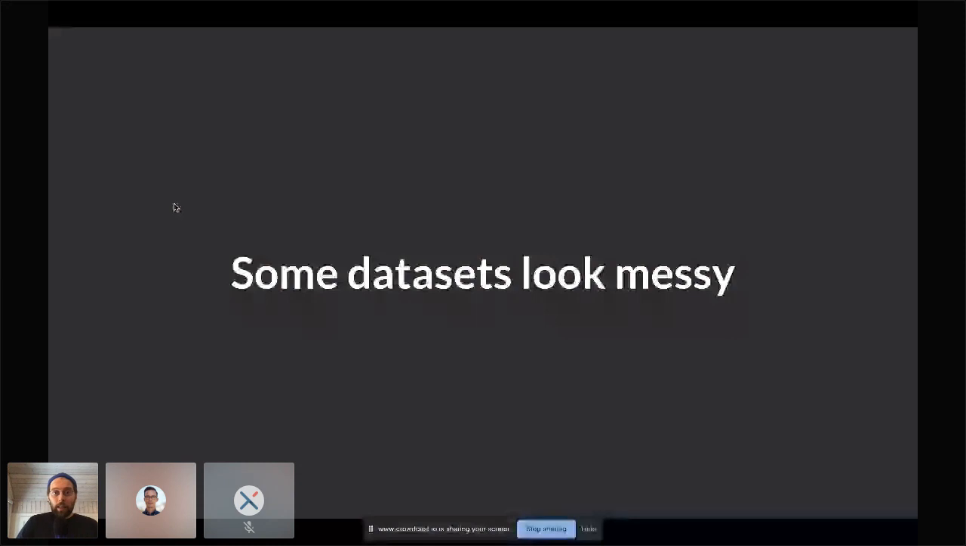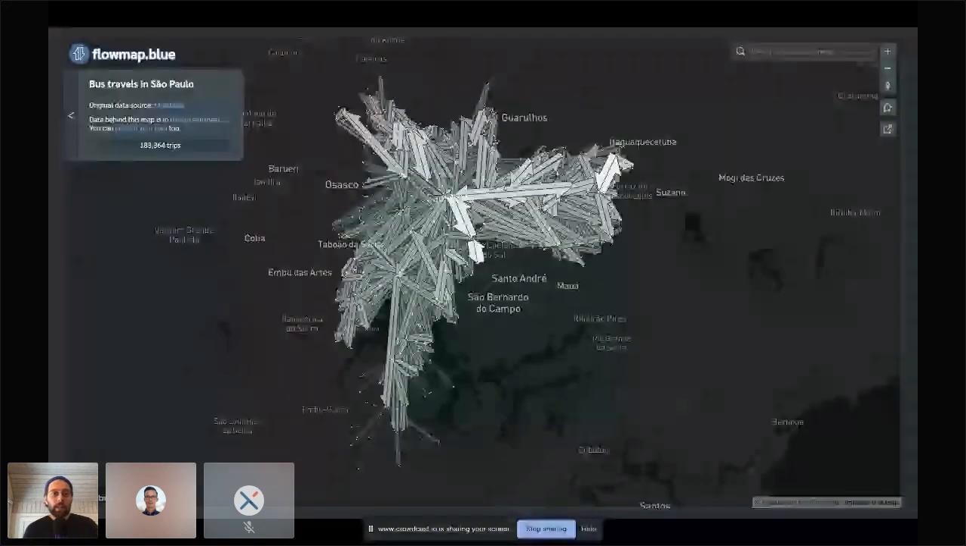Some datasets look messy, like I saw what people were uploading. For instance, these are bus travels in Sao Paulo. Depending on the mode of transport, datasets can look messier or less messy. There is this first law of geography, which says that closer places are more connected to each other than farther away places. It usually holds in general if you look at all the trips, because more trips are done by foot to closer by areas. But if you filter only one mode of transport, it may actually differ.